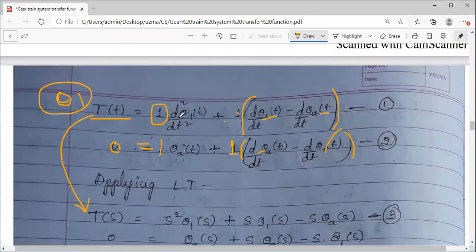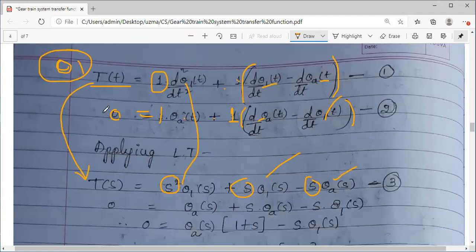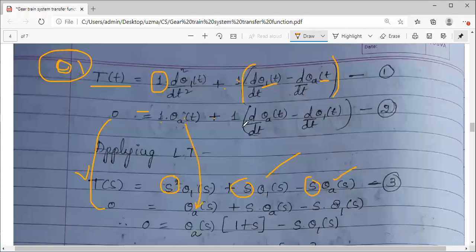It will become T of S is equal to, for double differentiation, take S squared theta 1 of S. For single differentiation, take S. I have expanded it: theta 1 and theta A. This is your equation 1. Similarly, go for equation 2. Find the Laplace transform for equation 2. 0 is equal to 1 theta A of S, and for one time differentiation, take S multiplied by theta A and theta 1. So I have applied the Laplace transforms.